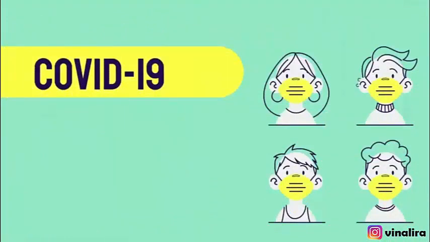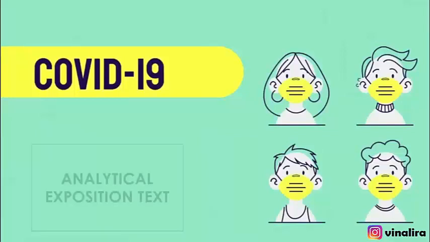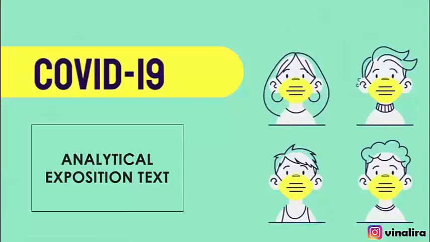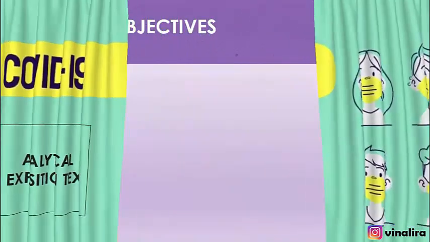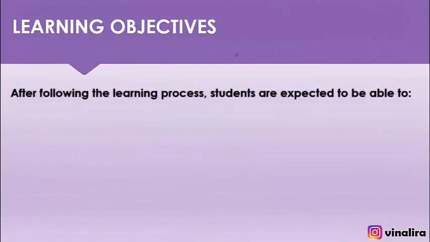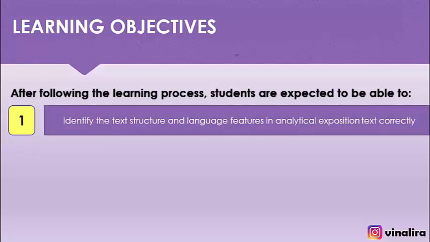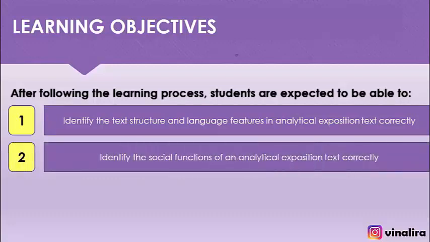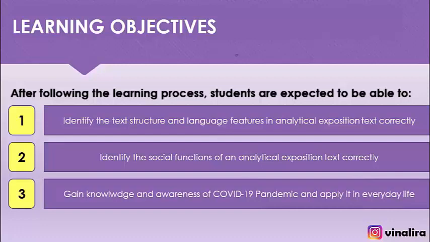So today's topic is about COVID-19, which will be delivered in the form of analytical exposition text. After following the learning process, students are expected to be able to identify the text structure and language features in analytical exposition text correctly, identify the social function of an analytical exposition text correctly, and of course, gain knowledge and awareness of the COVID-19 pandemic and apply it in everyday life.